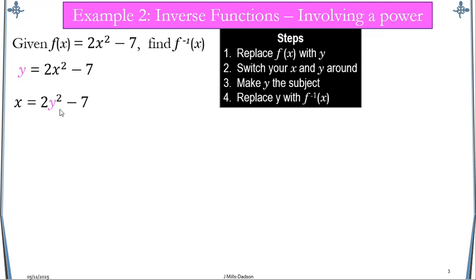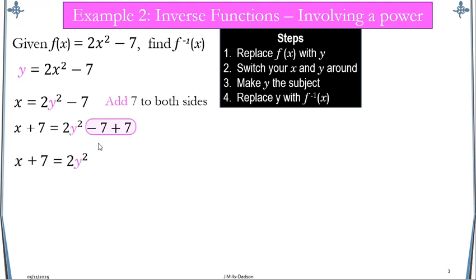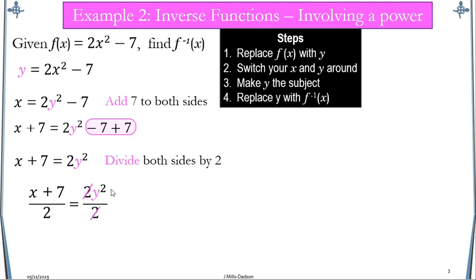To make y the subject, we need to get rid of the minus 7 on the right hand side. We do that by adding 7 to both sides so that we can cancel out the minus 7. So x plus 7 equals 2 y squared. Now to get rid of the 2, because 2 is multiplying y squared, we divide both sides by 2. So we have now cancelled out the 2. y squared is equal to x plus 7 over 2.